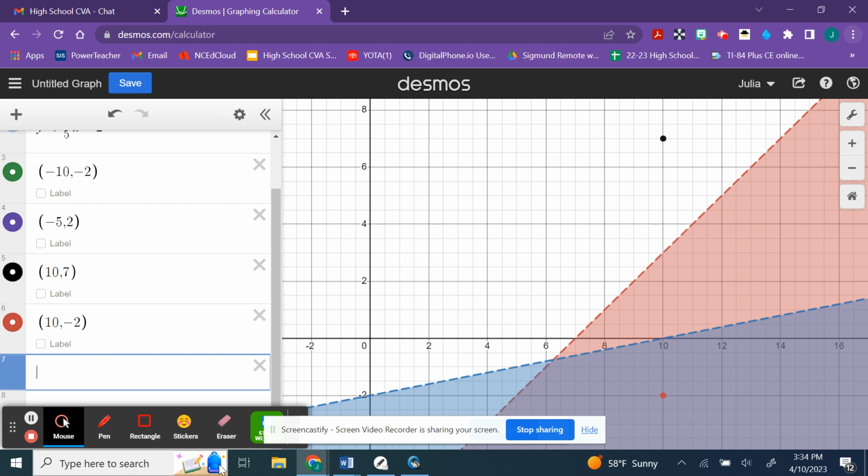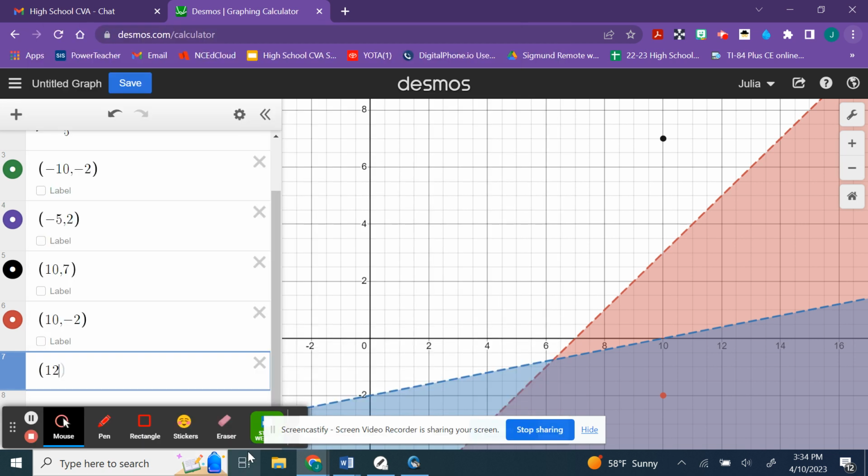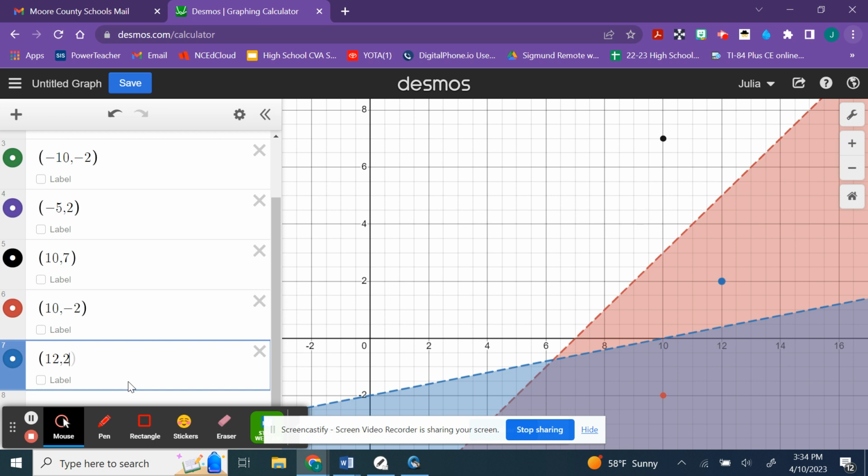Okay, let's see. Whoa, where did I just click? I don't even know what I clicked. Whoops, 12, 2. Is that in the shaded area of the two? Maddie, what do you think? Is that in both shaded areas or just one equation's shaded area?